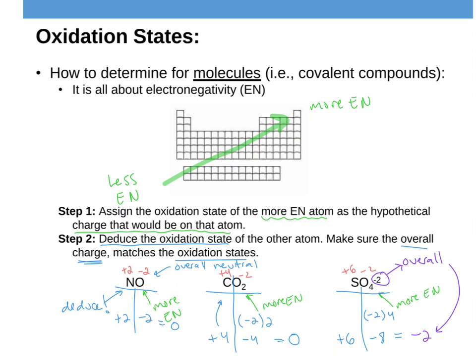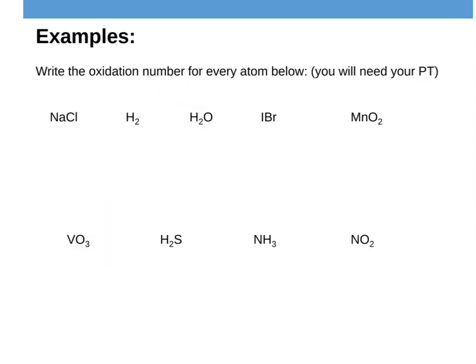That's what we're doing here. So we're going to do some practice. Here's a whole bunch. I want you to write the oxidation state of every atom below. You will need to get out your periodic table. Go ahead and pause here and see what you can do with these nine problems.